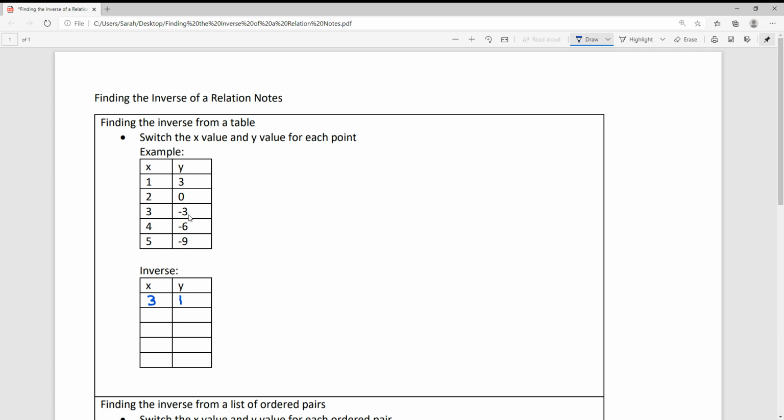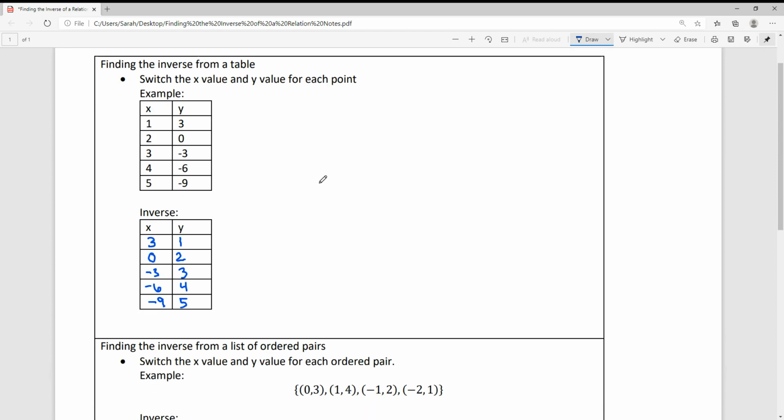Now I'm going to do that for every single point in the table. 2, 0 becomes 0, 2. 3, negative 3 becomes negative 3, 3. 4, negative 6 becomes negative 6, 4. And 5, negative 9 becomes negative 9, 5. So what used to be our X values are now our Y values, and what used to be our Y values are now our X values.